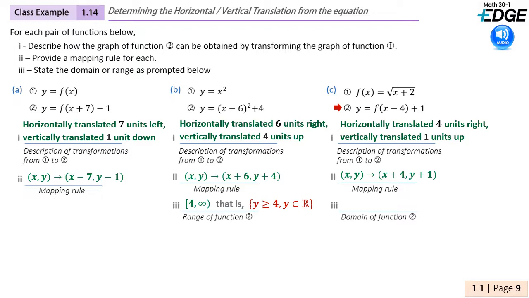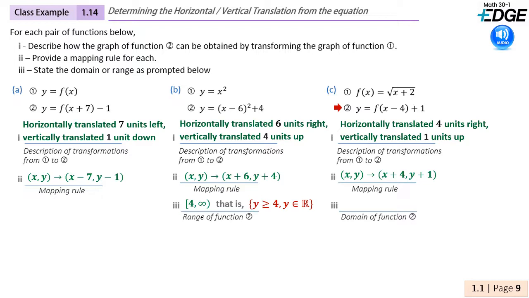Our last example shows the first form written f of x equals square root of x plus 2. So we know what type of function we're dealing with. But in the second form, the transformed version, it writes it in terms of f of x. This makes it easy to identify our transformations.